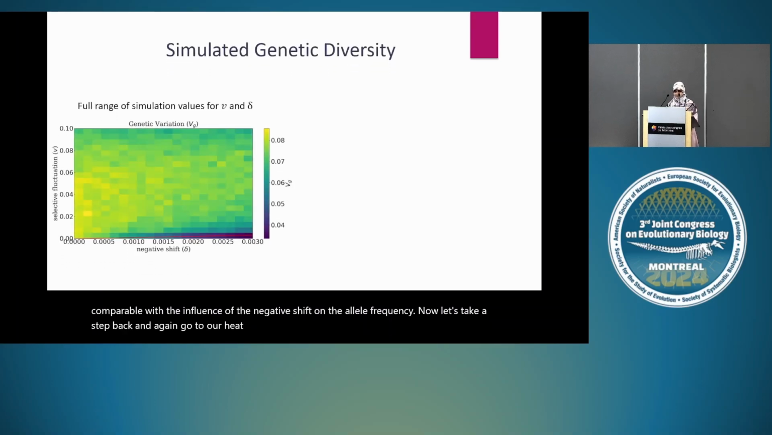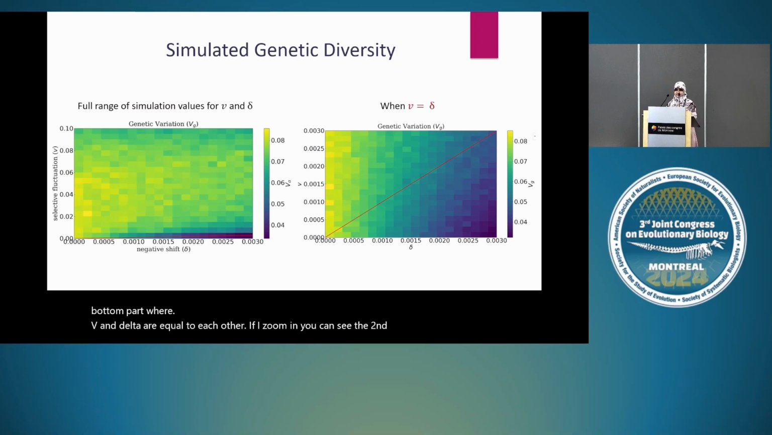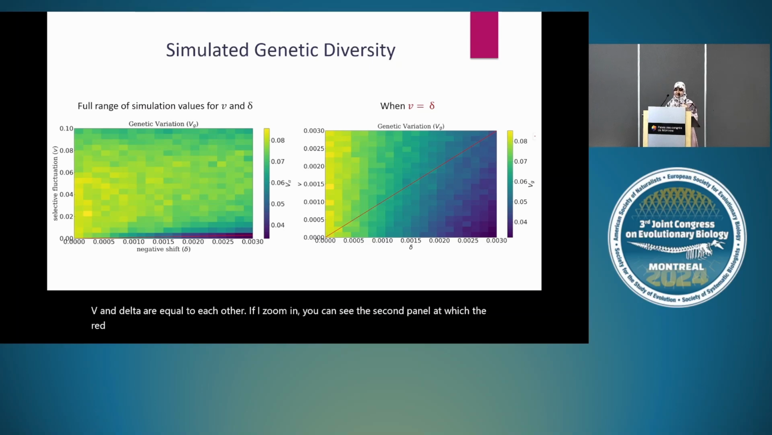Now, let's take a step back and again go to our heat map. You have seen this plot, right? Let's zoom in on the bottom part where V and delta are equal to each other. If I zoom in, you can see the second panel in which the red line separates the region where Vg has high value from the region where Vg has lower value in the darker shades. In other words, if I want the selective fluctuation to matter, I need to consider V bigger than delta, meaning that I always need to stay in the upper triangle, because if I'm down, the negative shift will kill off all of the variation.